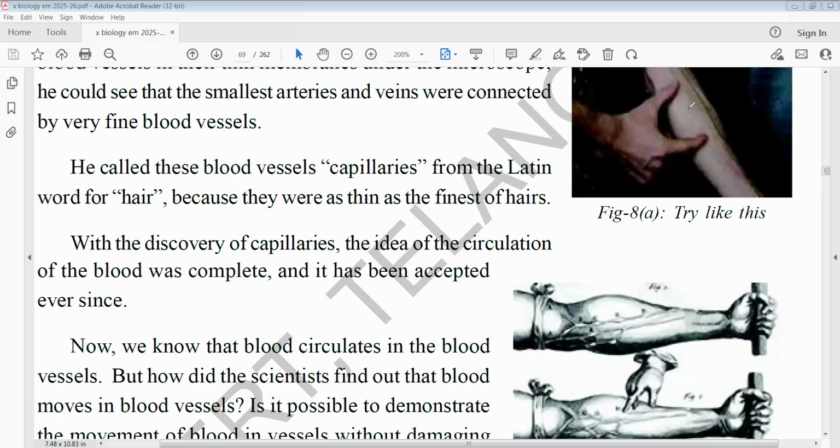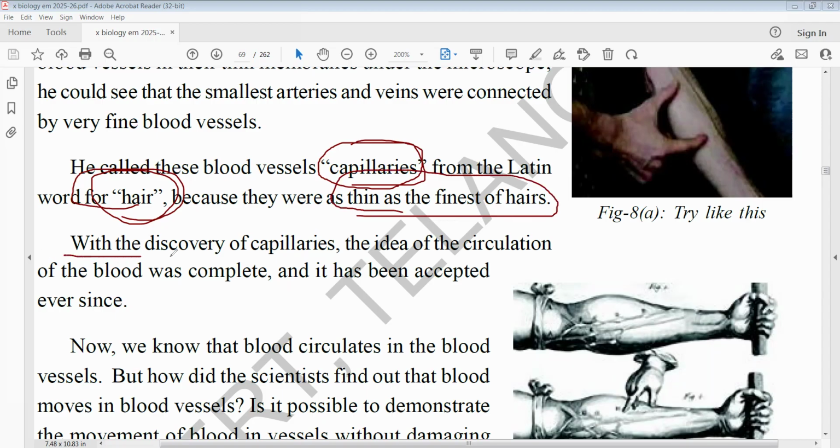Here there is a special word: capillaries. Capillaries are the minute, small blood vessels formed from the arteries and veins. The word capillary came from Latin, which means hair, because they are as thin as the finest of hairs.